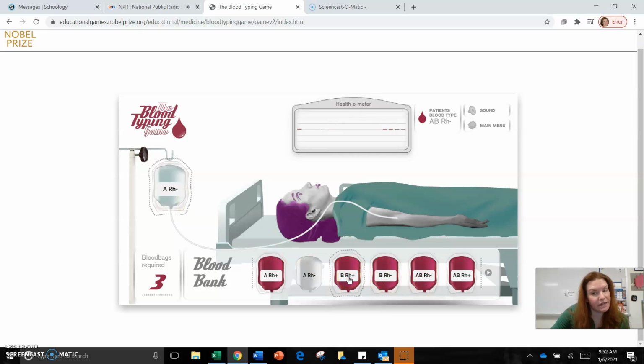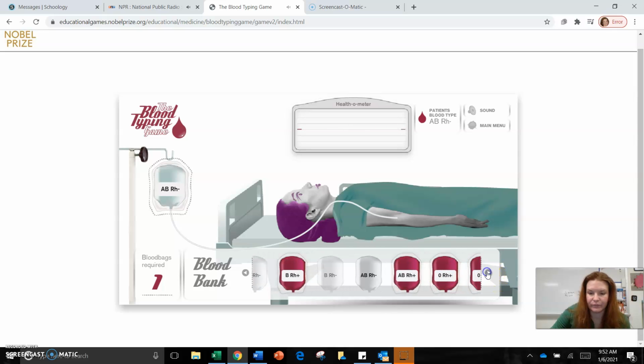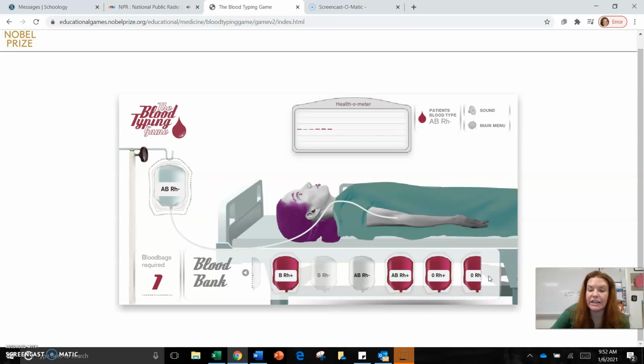She has B's in her blood. I can't give her B positive because she doesn't have positive blood, but I can give her B negative. She already has AB negative blood, so I'm just going to hook her up with another one of those. Now, out of the ones that are left, can she have O positive blood or can she have O negative blood? Right, you can give her the O negative.